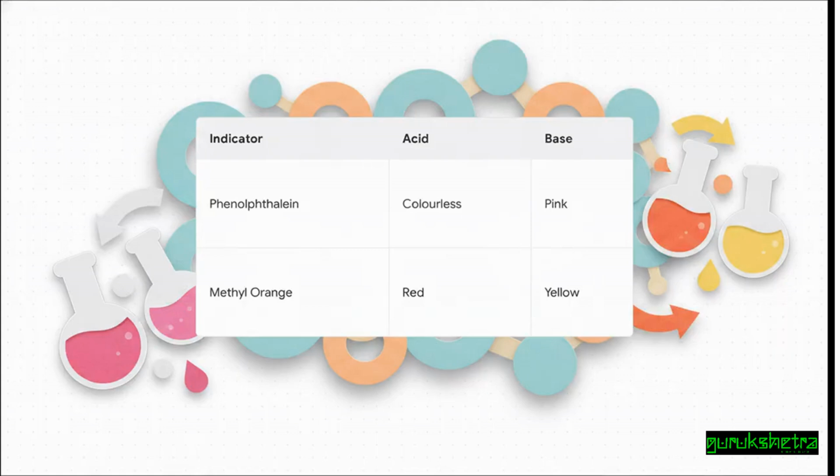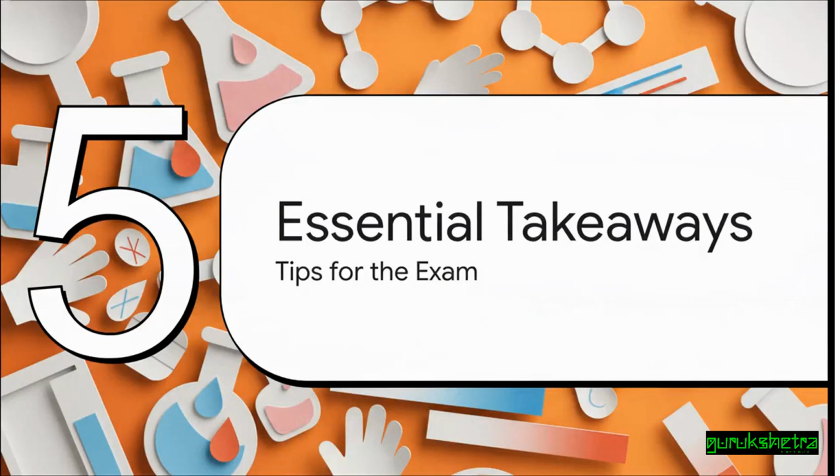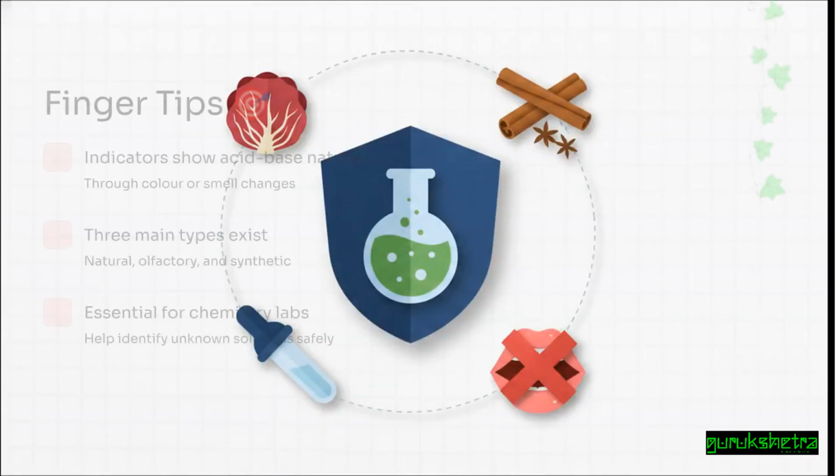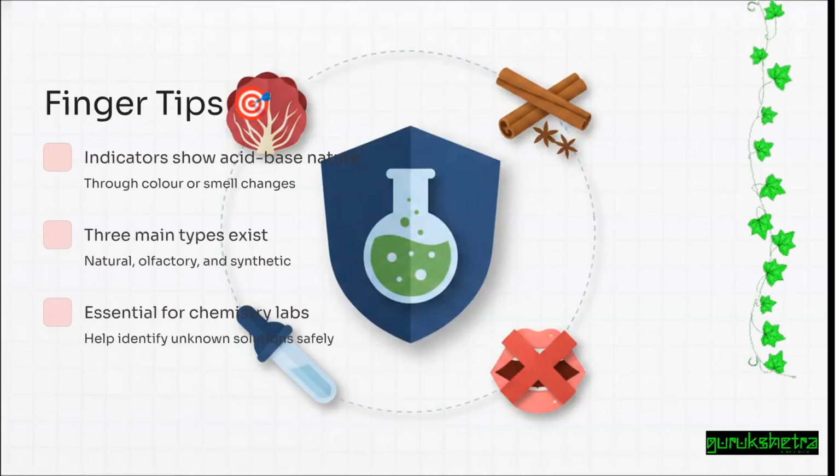Second, we have methyl orange. This one turns red in an acid and shifts to a distinct yellow in a base. Definitely make sure you contrast these 2 clearly in your notes because they are an absolute favorite topic for examiners. And that brings us to our final section, Section 5, Essential Lab Takeaways, Fingertips for the Exam. Let's recap these core takeaways to make sure you have a rock-solid foundation for your next practical lab session and, of course, your written exams.